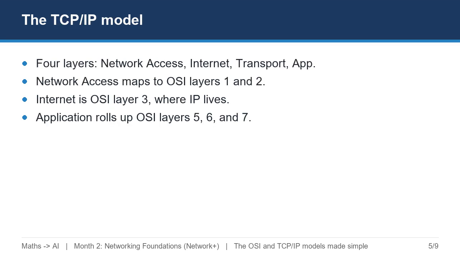The real world uses the TCP/IP model, which collapses those 7 into 4. Network access covers OSI layers 1 and 2. Internet is layer 3, where IP lives. Transport stays as layer 4. Application rolls up layers 5, 6, and 7. It maps cleanly onto OSI, so once you know one model, you understand the other.